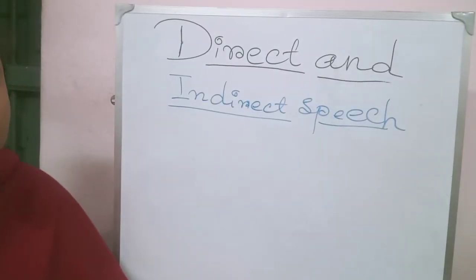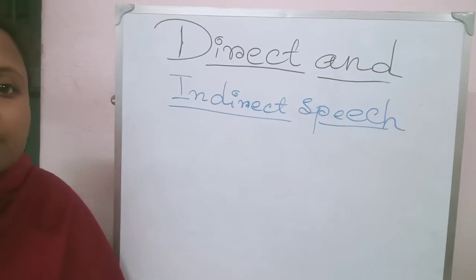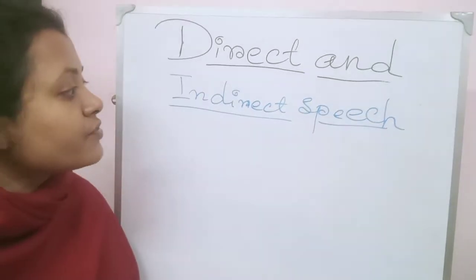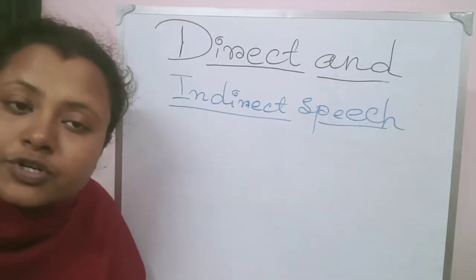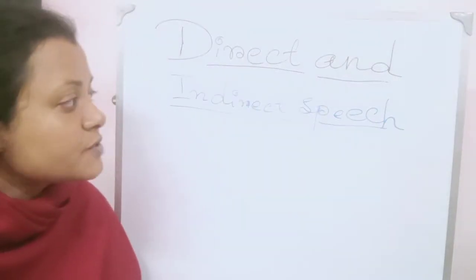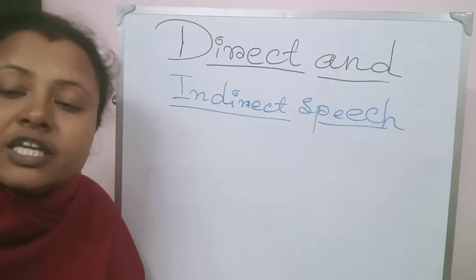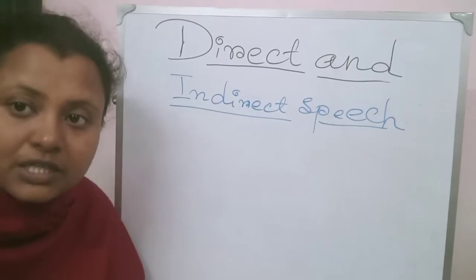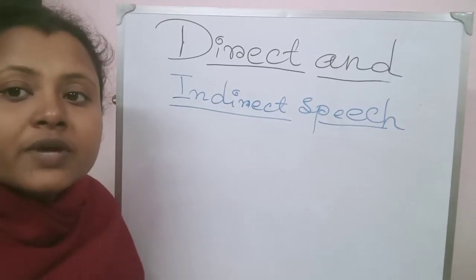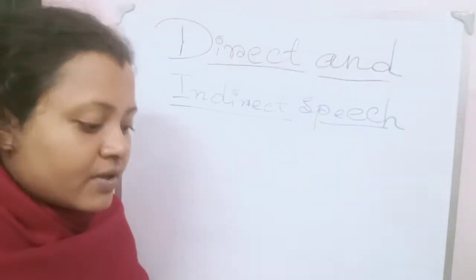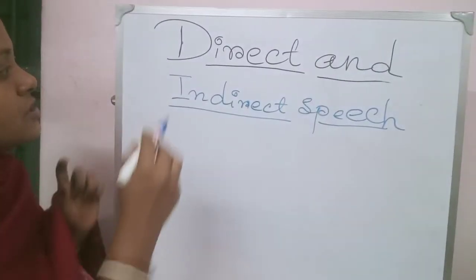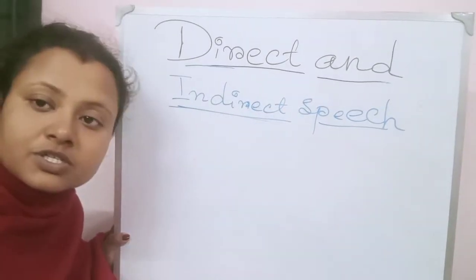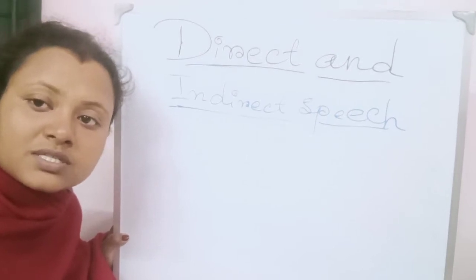You may often be required to report what you have already heard somewhere. There are two ways of doing that. You can reproduce the actual words of the speaker, or you can give the gist or the summary of the speech of that speaker in your own words. So there are two speeches: one is direct speech and another is indirect speech. So what is direct speech and what is indirect speech?